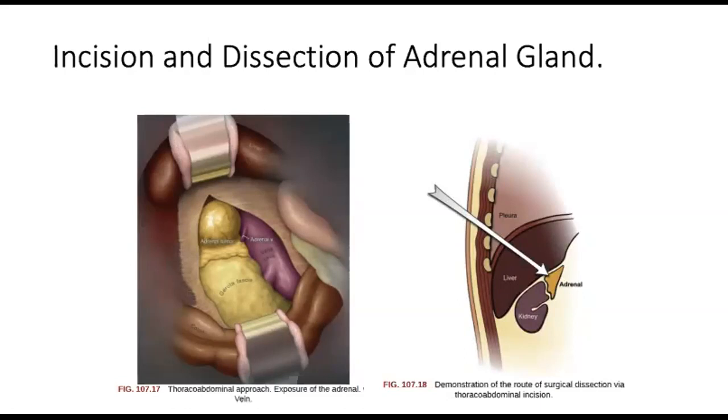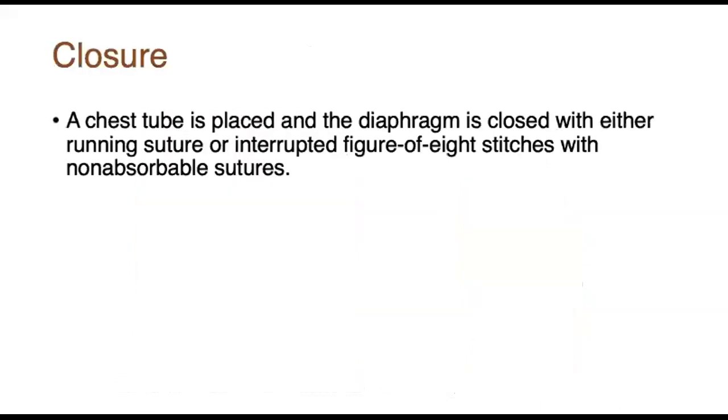The dissection is basically the same because in this position, the patient is in an almost retroperitoneal position. The closure is a bit tricky for this because a chest tube should be placed and the diaphragm is closed with a running or interrupted suture using a non-absorbable one. To take tension off the diaphragm, the rib should be reapproximated also with interrupted sutures, but with chromic or any absorbable suture.